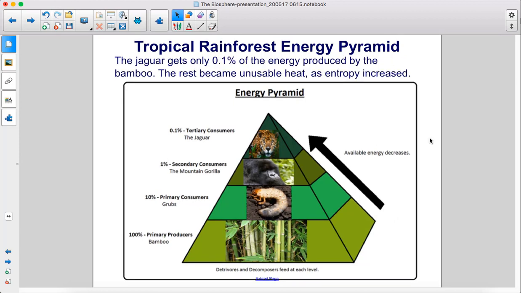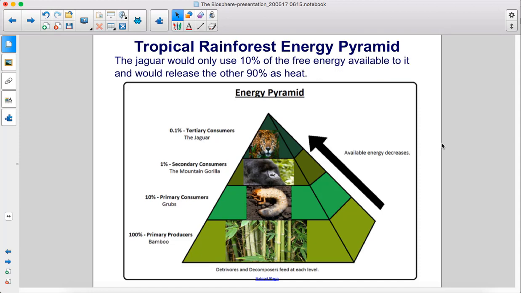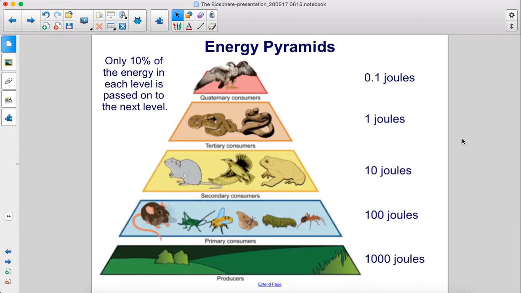The jaguar gets only 0.1% of the energy produced by the bamboo. The rest became unusable heat as entropy increased. The jaguar would only use 10% of the free energy available to it and would release the other 90% as heat. Only 10% of the energy in each level is passed on to the next level.